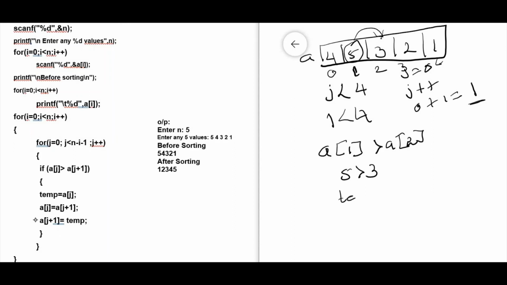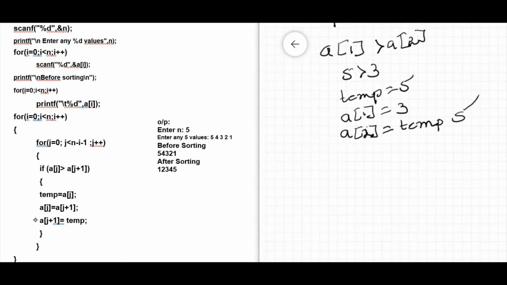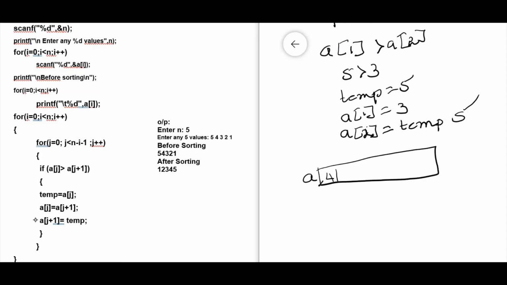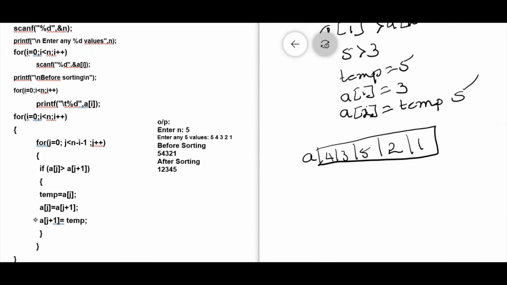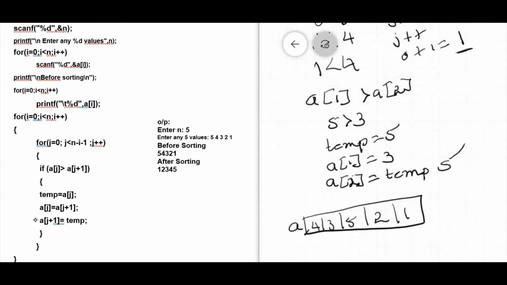So using temp, in temp I am going to store 5. In a of 1 I am going to store 3. In a of 2 I am going to store the value of temp, which is nothing but 5. So now at the end of the second iteration, the content of a will become 4, 3, 5, 2 and 1. Now this goes on repeating. Each time, the element is going to be compared with the next element. Now let's see what happens in the next iteration.